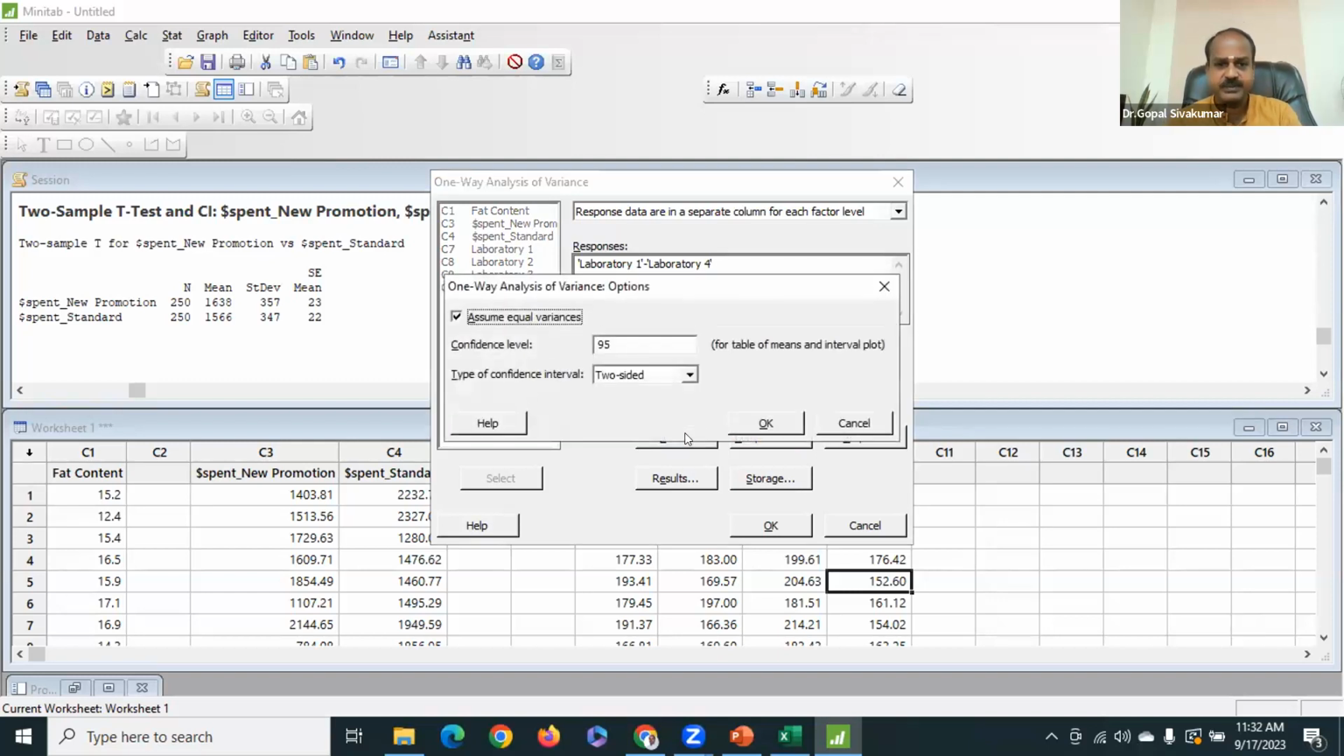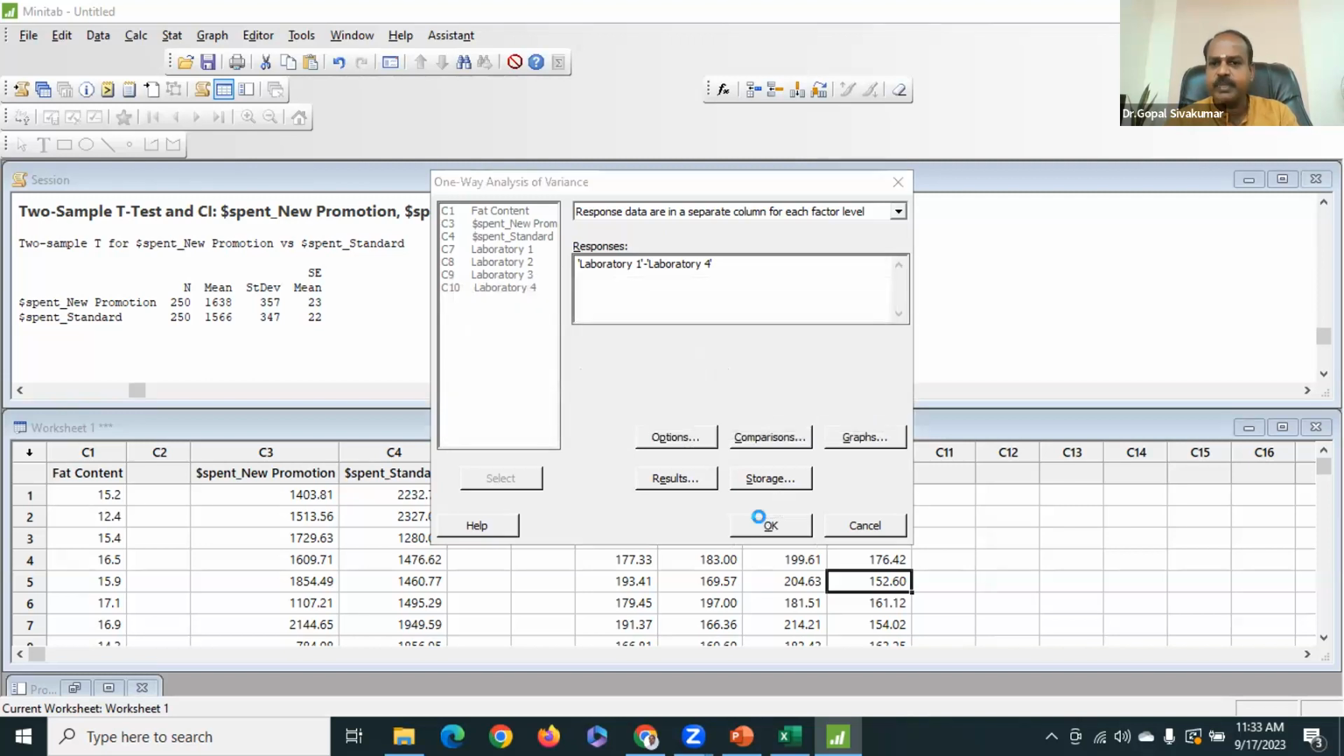So I go to Options. First, I make an assumption: variances are equal, because this is a prerequisite for performing ANOVA. Now, confidence level 95%. Now, there is two-sided, right-tailed or left-tailed. I make it two-sided. That means if any one of the laboratories is taking significantly more turnaround time, I want to know. If any one of the laboratories is taking significantly less turnaround time, I want to know. Both, two-sided. It's two-tailed, that means both sides are sensitive. So I give OK. One more OK. That will complete your ANOVA.